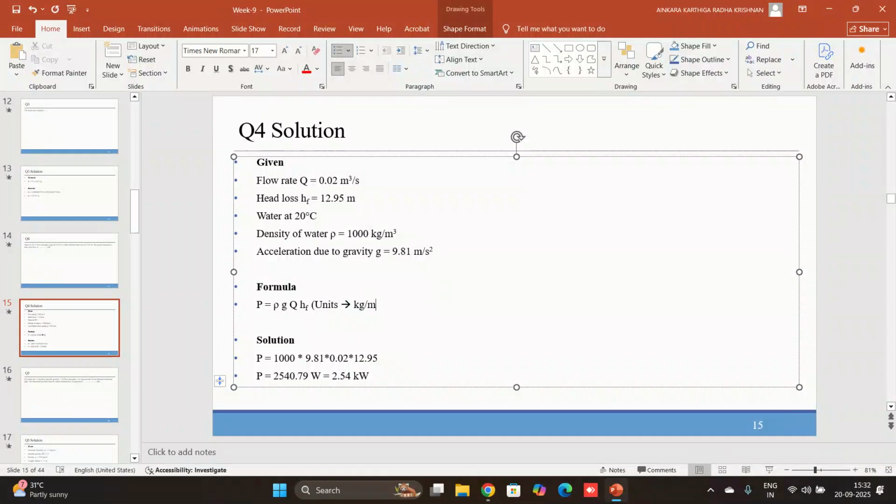So it is kg per meter cube, meter per second square, and meter cube per second, and meter. So it is basically kg, and this becomes Newton, and meter cube gets cancelled, so it is Newton meter per second, or else it is watt. So we are getting the final unit.